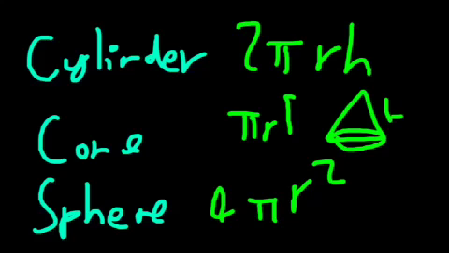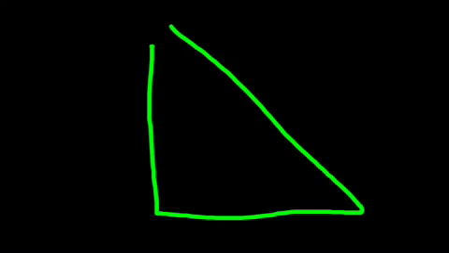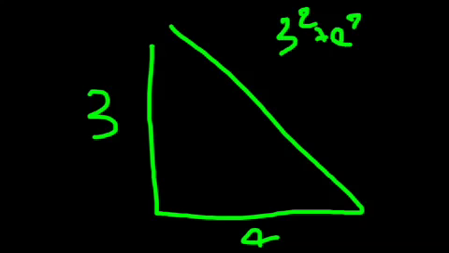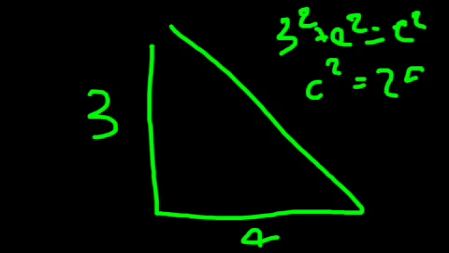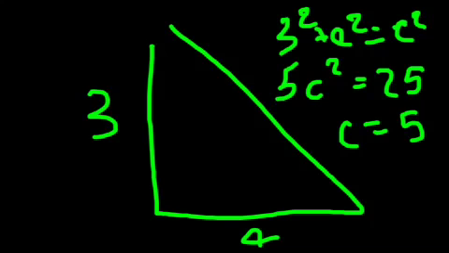You also need to know how to figure out the slant height for a cone. If you're given this height, for example, is 3, and this radius is 4, to find this, you just use Pythagoras' theorem. 3 squared plus 4 squared equals c squared. c squared is equal to 25, so c equals 5. And then we have the slant height that we can use to figure out stuff.